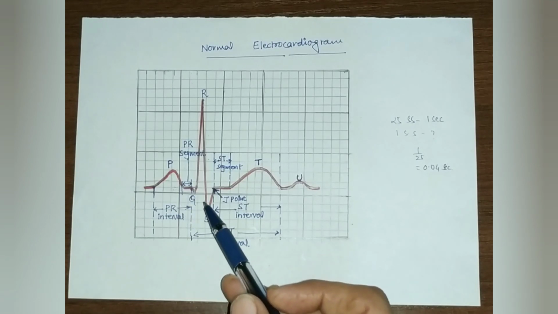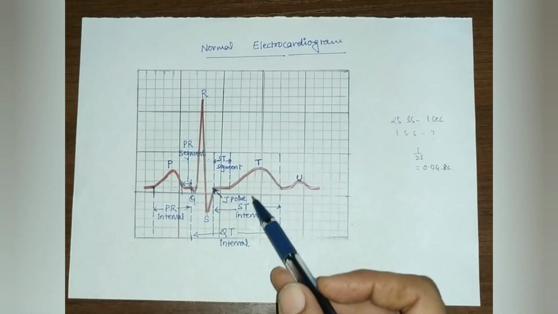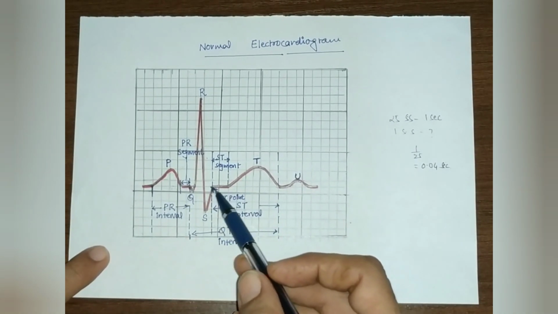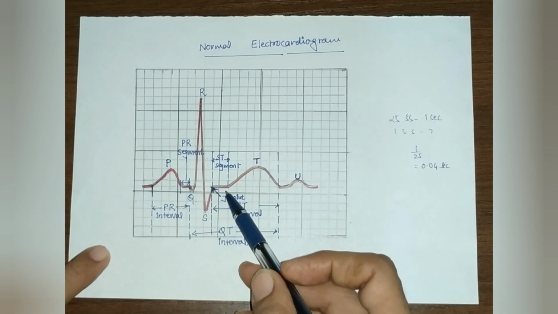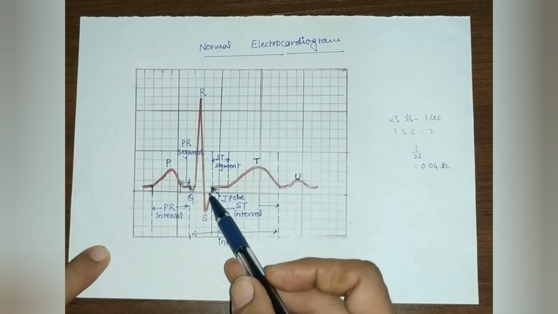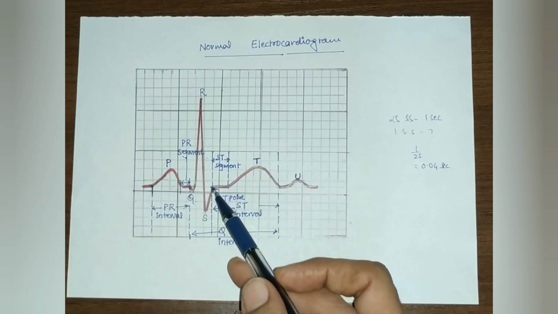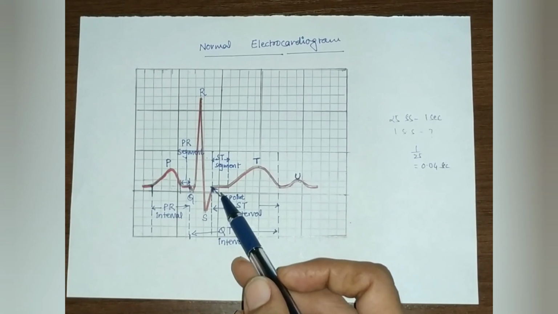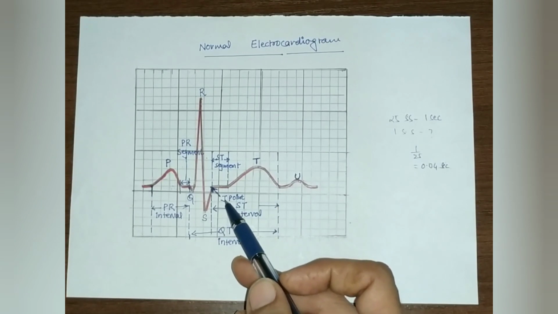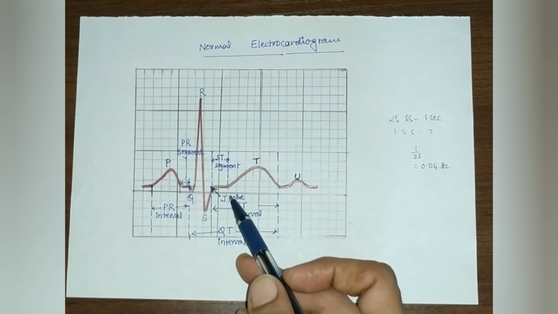Next is ST segment. You can see here, this one. It is an isoelectric period. It extends from the end of S wave to the beginning of T wave, and it measures the time from the end of ventricular depolarization to the onset of ventricular repolarization. Duration of ST segment is 0.04 to 0.08 seconds. ST segment is elevated in patients with myocardial infarction.